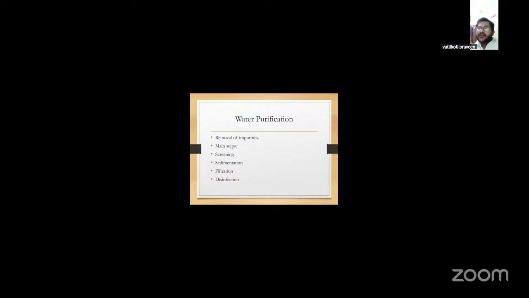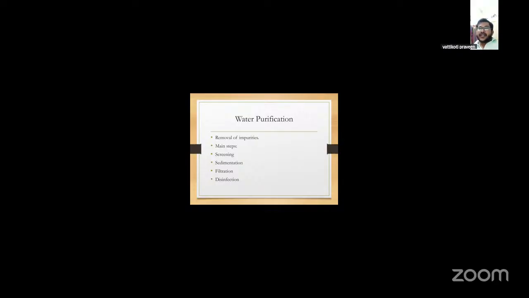For example, leaves, sticks, plastics, debris, dead animals, or large particles. The method: water is processed through metal screens, bars, and racks, which take in the large waste. What is the importance of screening? It protects the pumps and equipment, preventing clogging of the water treatment units.